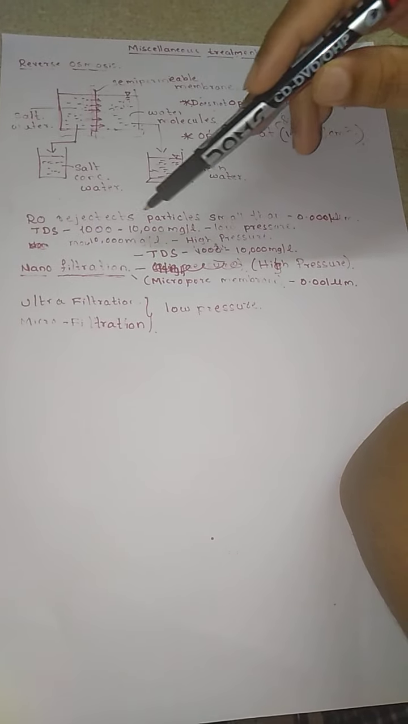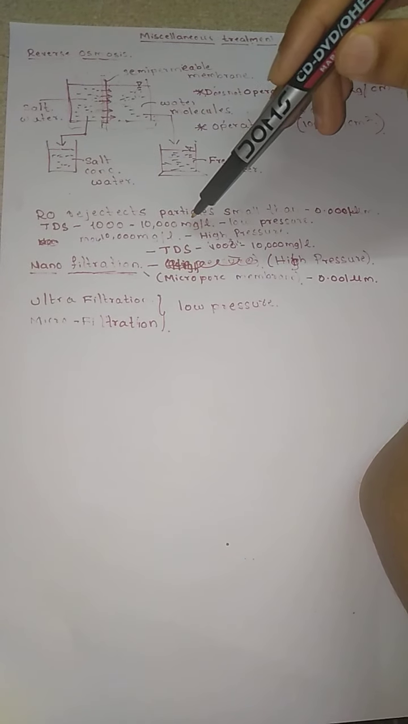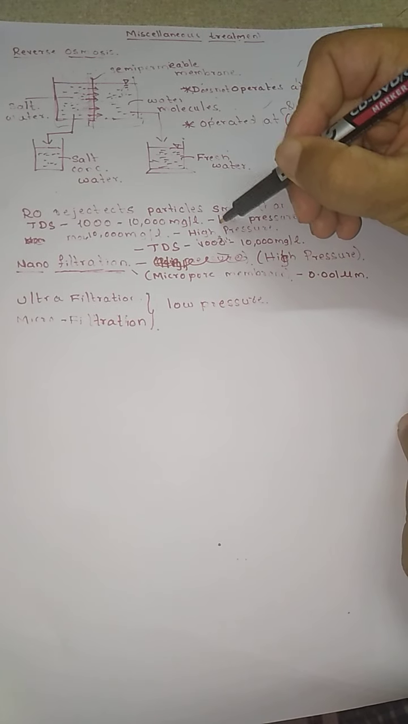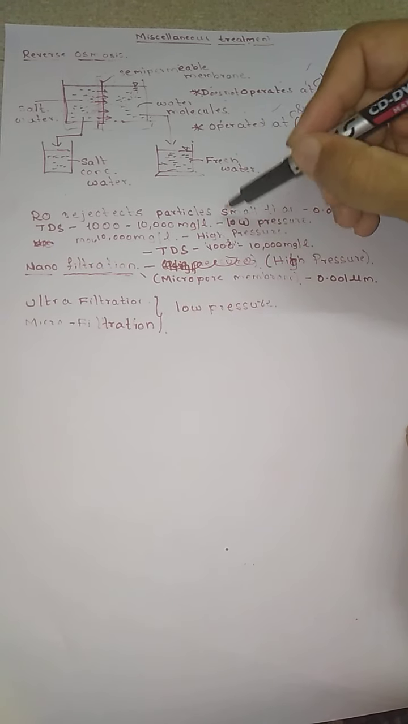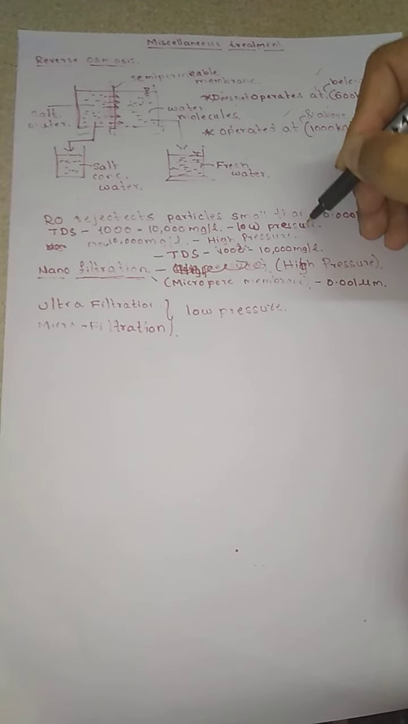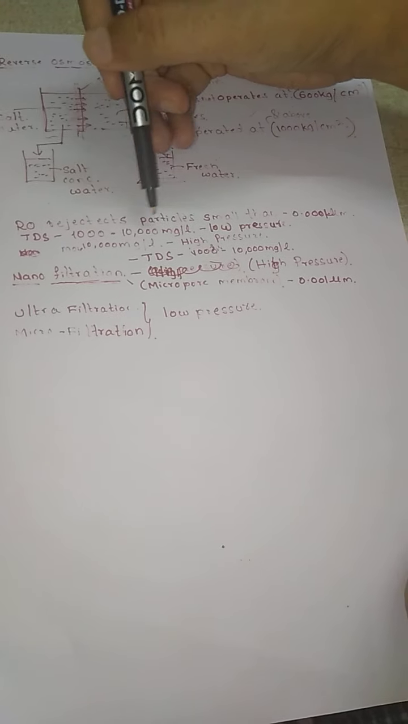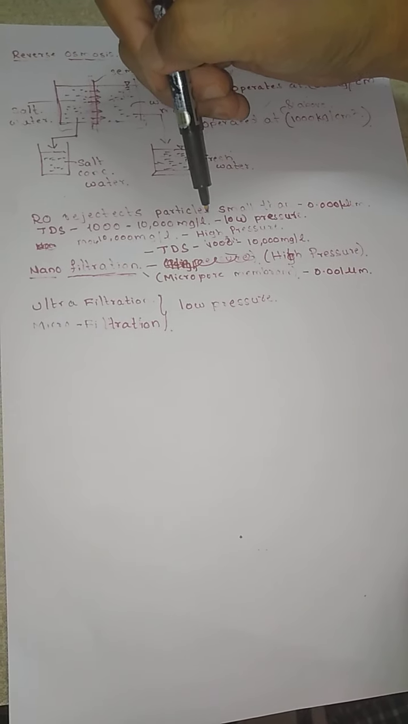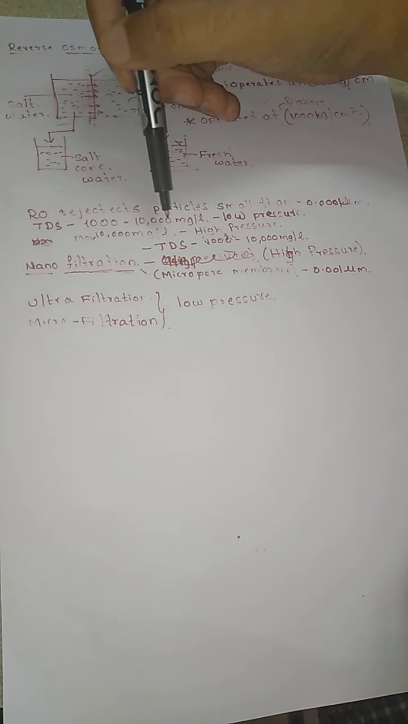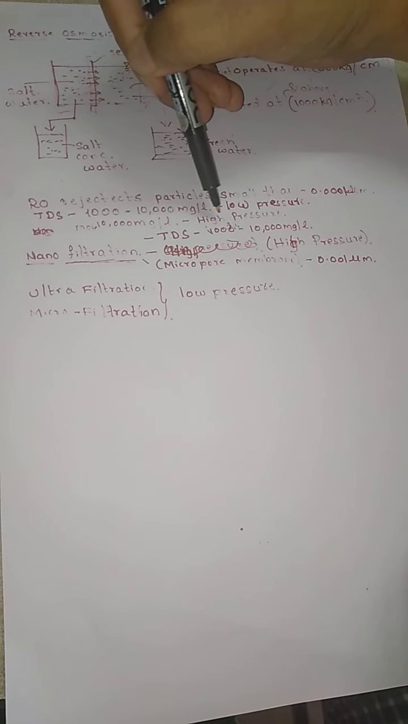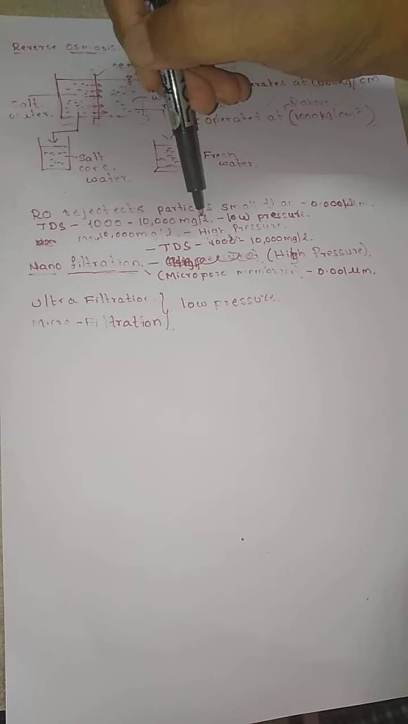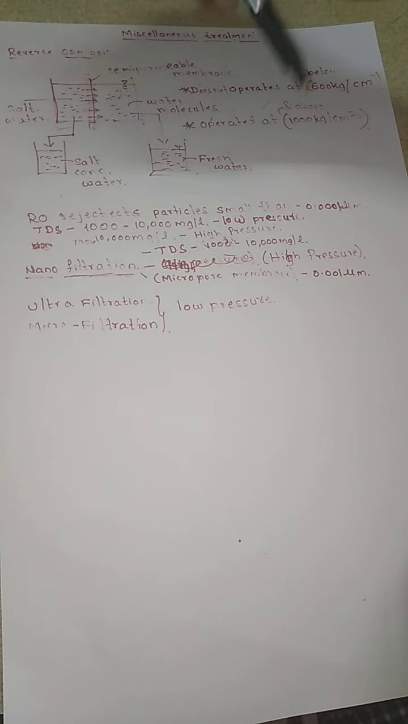Okay, now 1000 to 10,000 mg per liter can be operated under low pressure conditions. That means as your total dissolved solid content is high, we can have it with low pressure, and more than 10,000 mg per liter we should utilize high pressure reverse osmosis. Okay, then this is regarding reverse osmosis.